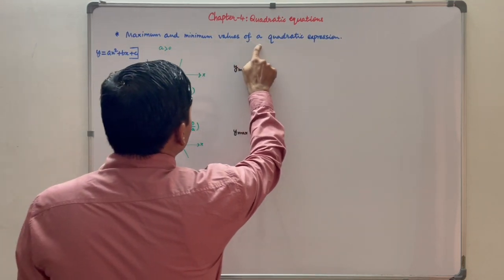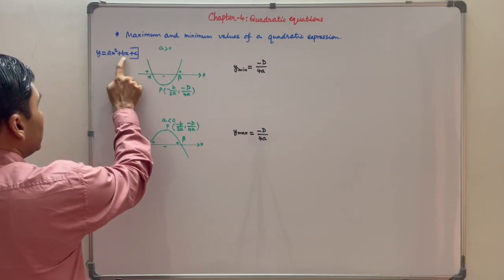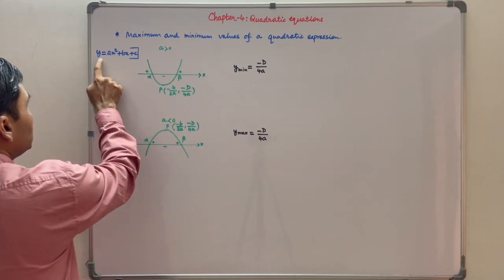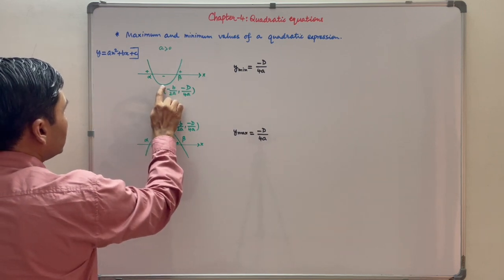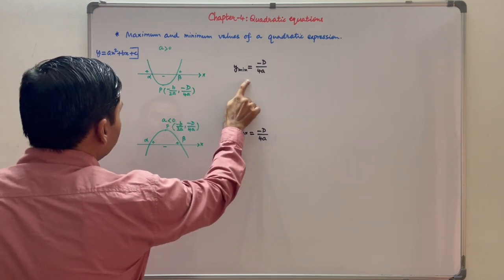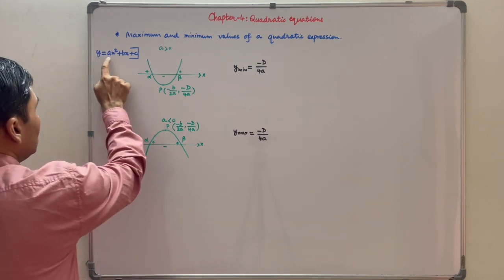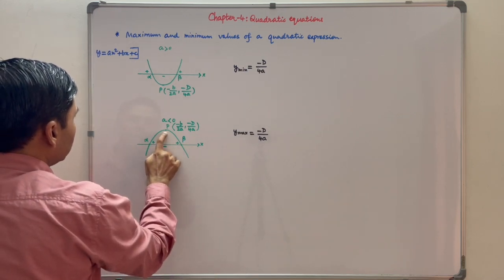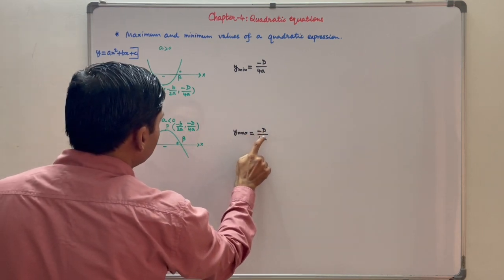Maximum and minimum values of a quadratic expression. Suppose y is equal to ax square plus bx plus c. When a is greater than 0, this curve represents y is equal to ax square plus bx plus c. Y minimum will occur at the vertex and y minimum will be equal to minus d by 4a. When a is less than 0, this curve will represent y is equal to ax square plus bx plus c. Y max will occur at vertex and its value is minus d by 4a. So y max is equal to minus d by 4a.